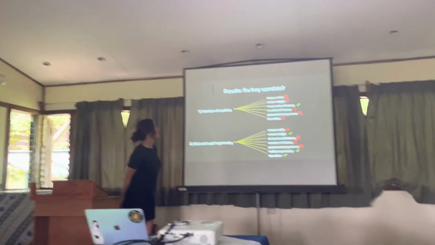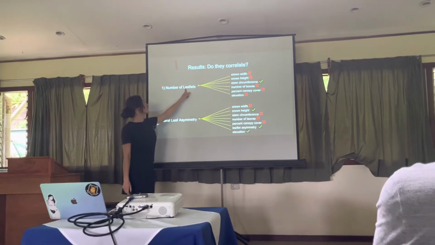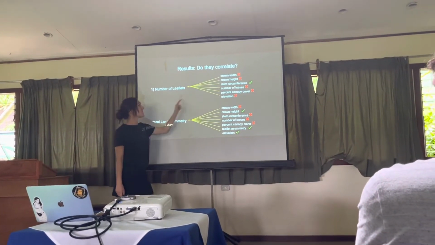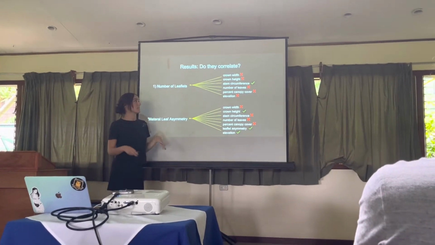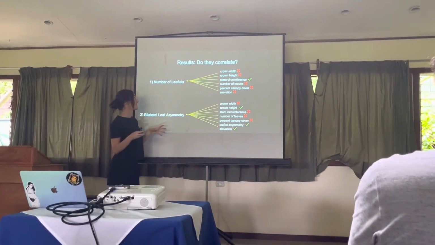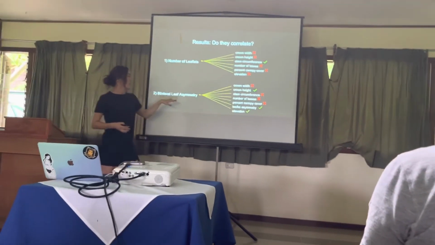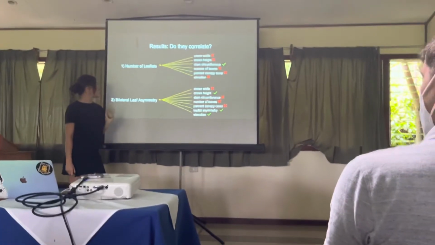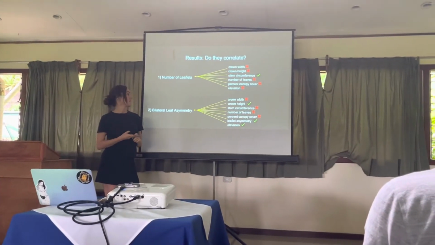After doing the regression, we found that stem circumference correlates with number of leaflets. So this positively affects number of leaflets, which means as stem circumference increases, number of leaflets also increased. We found for bilateral leaf asymmetry that as crown height increased, so did bilateral leaf asymmetry, same for leaflet asymmetry and elevation.